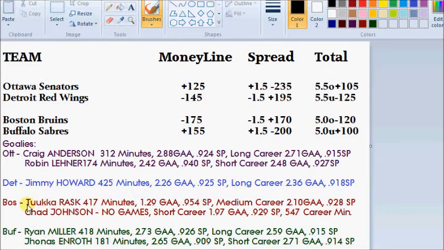For a while, Tuukka Rask was the backup to Tim Thomas, who now plays with Florida. For Buffalo, Ryan Miller is their number one goalie, in 418 minutes this year. He has posted a really good save percentage, but a high goals against average. When you see that, you know the team has been allowing a lot of shots. That tells you that their defense is not that good. For his whole career, you can see his goals against average is lower than this, and his save percentage is also lower as well. Jonas Enroth this year has posted good numbers, but you can see maybe not quite as good as Miller, but it really doesn't make too much of a difference which of the two would start.